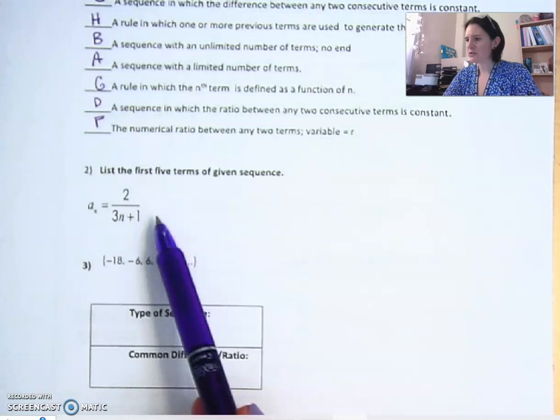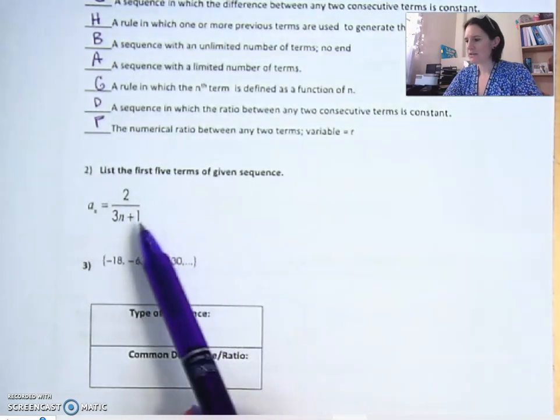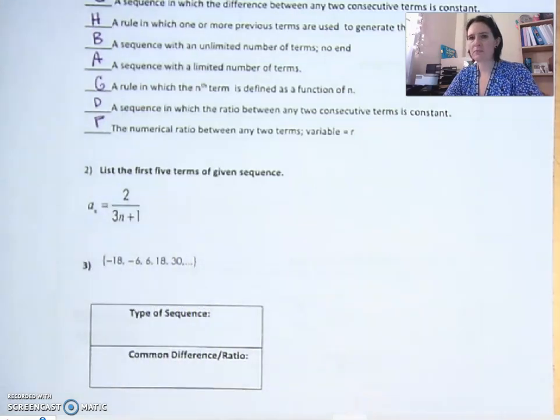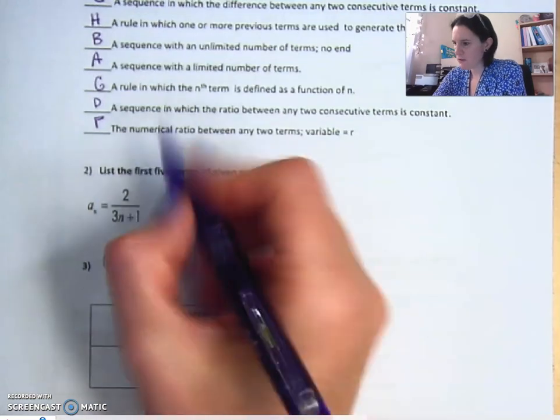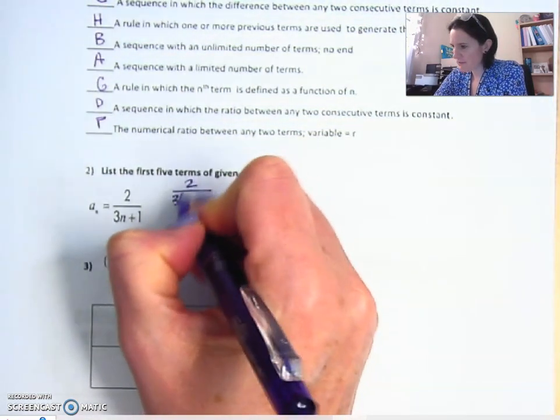List the first 5 terms of the given sequence, 2 over 3n plus 1. This is an explicit formula where the term value depends on the term number. So if you're trying to find the first term, you plug in 1. To find the second term, you plug in 2. To find the third term, you plug in 3, and so forth and so on. So that's going to look like this.